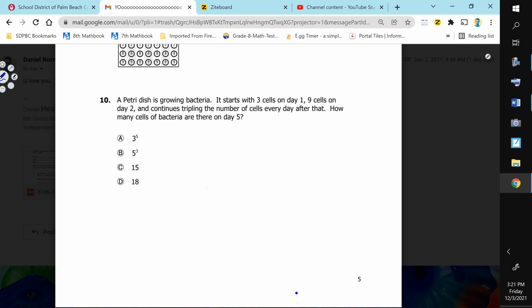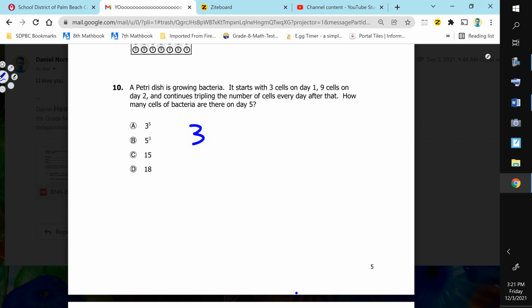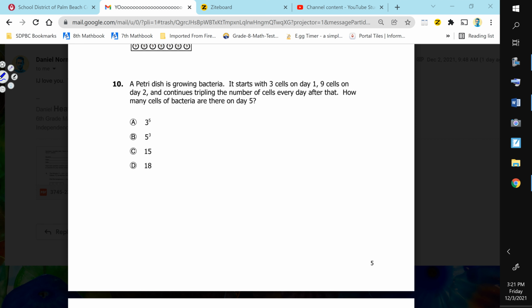Number 10. So you're starting with 3 cells. Then you're going to multiply that times 3. And that is going to give you, well, I don't understand if it's maybe the marker. Perhaps it's the marker. I hope it's the marker.